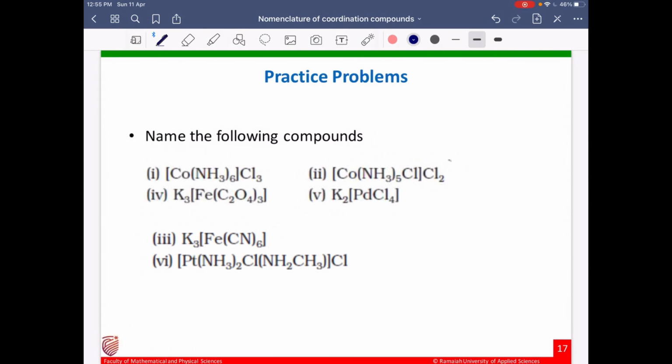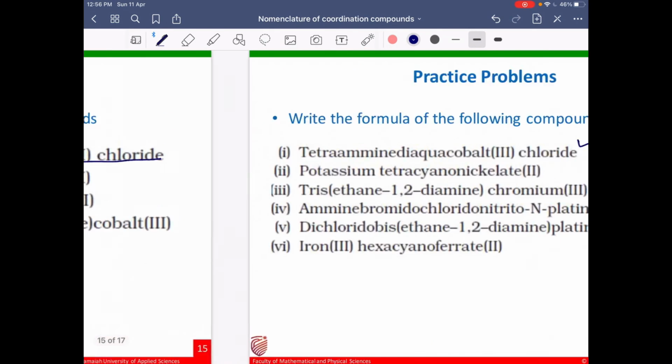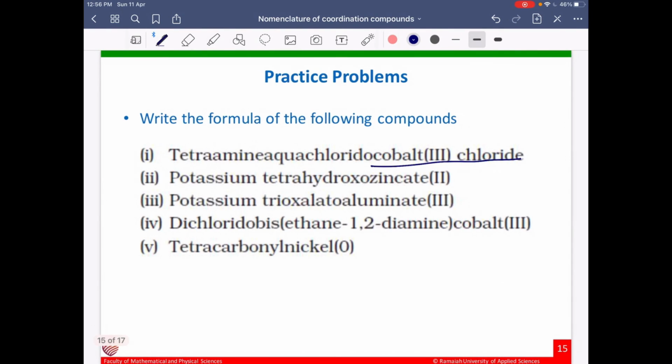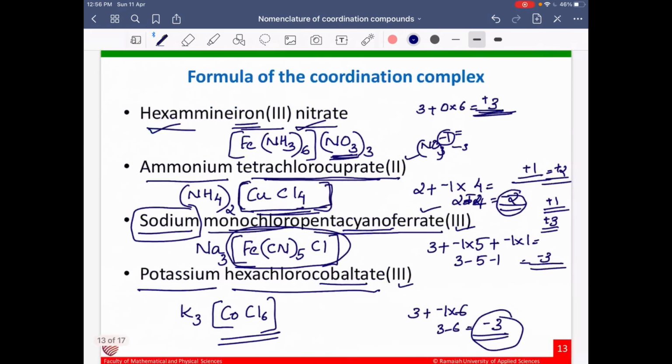Another practice problem: name the following compounds. [Co(NH3)6]Cl3, [Co(NH3)5]Cl2, K3[Fe(C2O4)3], K2[PdCl4], K3[Fe(CN)6], [Pt(NH3)2Cl(NH2CH3)]Cl. These are the practice problems that you can perform yourself after learning the initial portion of this lecture.